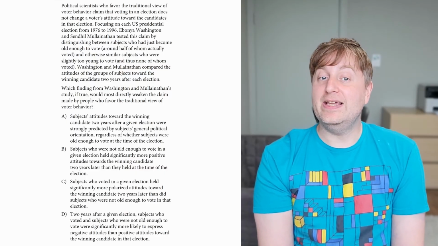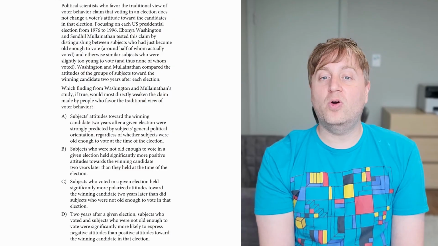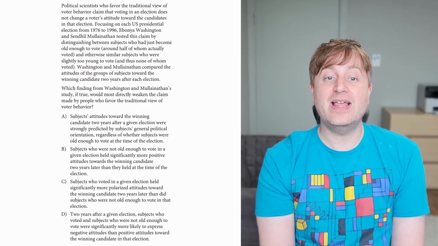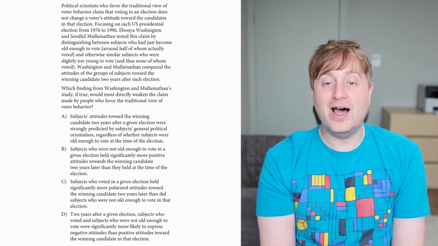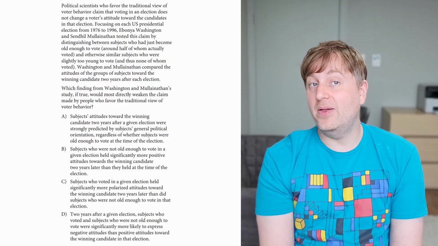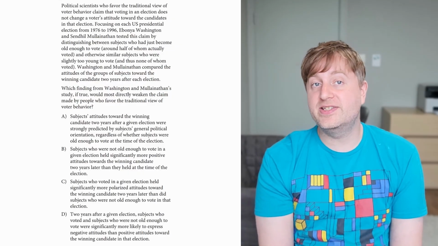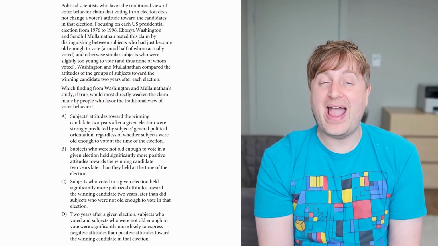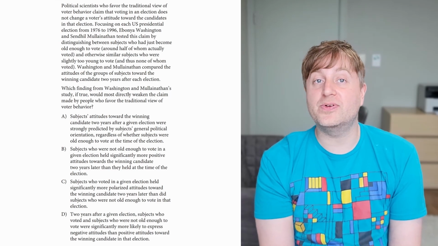Subjects who voted in a given election held significantly more polarized attitudes toward the winning candidate 2 years later than did subjects who were not old enough to vote in that election. Now, this answer does tell us about the subjects who voted versus the subjects who didn't vote, and it also indicates a difference in their attitude, increased polarization.